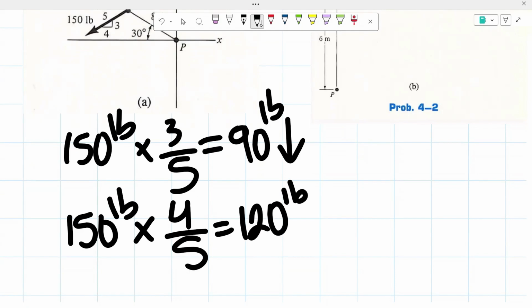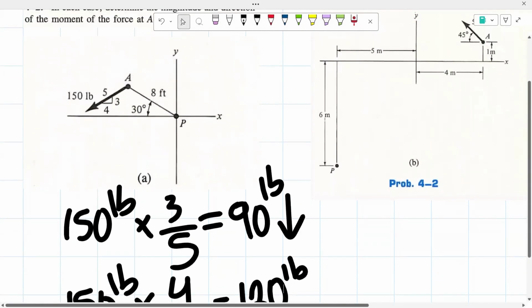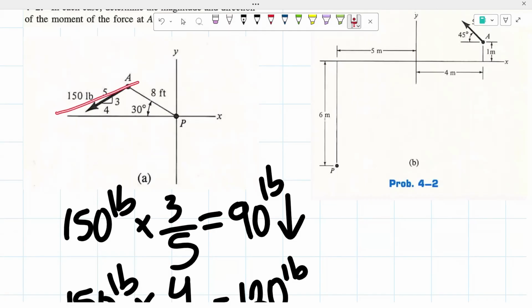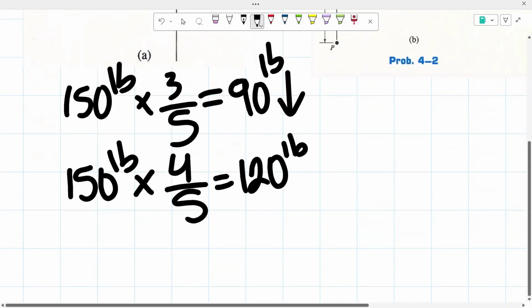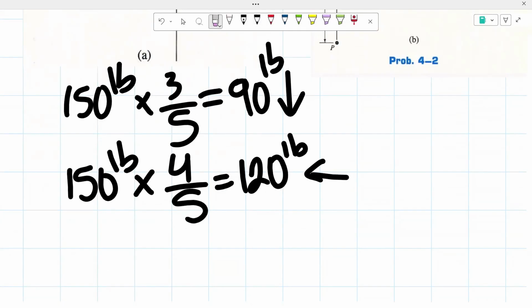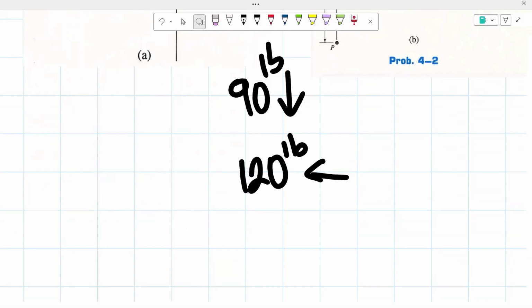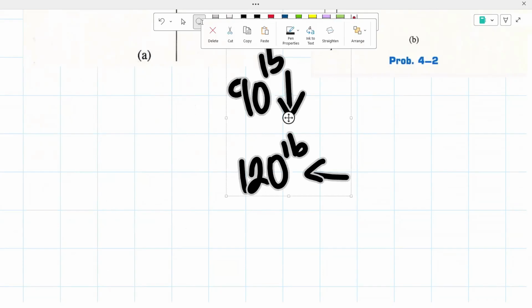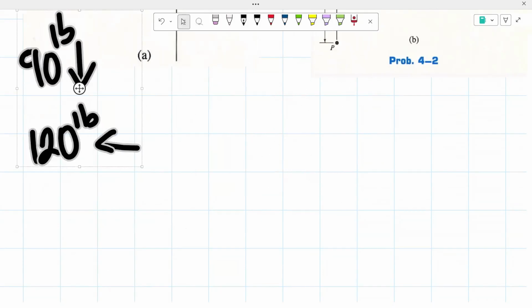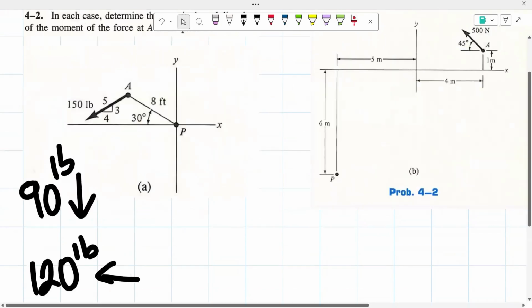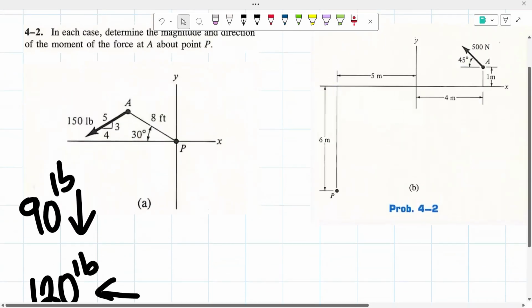Since this is a horizontal force, it has to go either to the left or to the right. As you can see, this is slanted to the left. So we have 120 pounds acting to the left. Now that we found that, we're going to find the moment that these two forces create about point P.